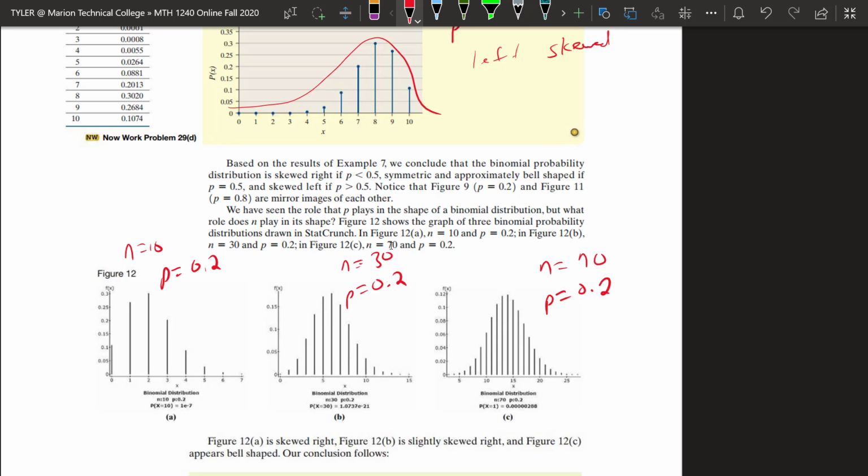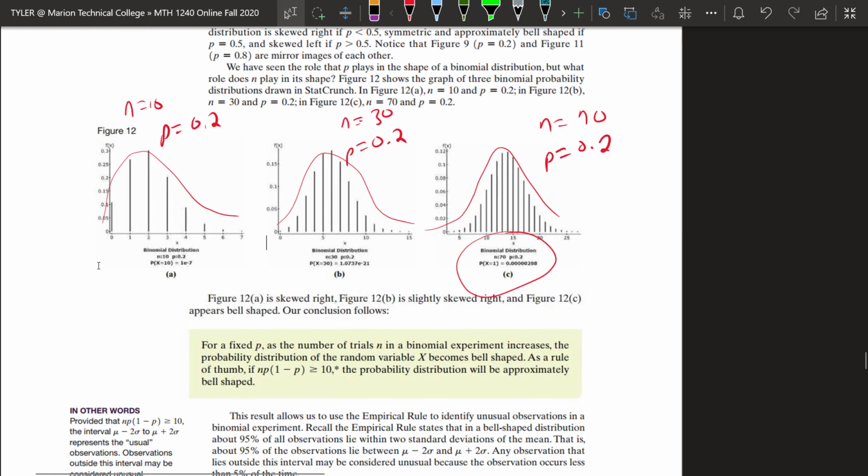What you want to notice is when n equals 10, this looks to be right skewed like we would expect. But as n gets large, notice that in the last one, it looks more and more symmetrical. Both of these look more and more symmetrical. So this first one is skewed right, this one is slightly skewed, and this one looks to be bell-shaped.